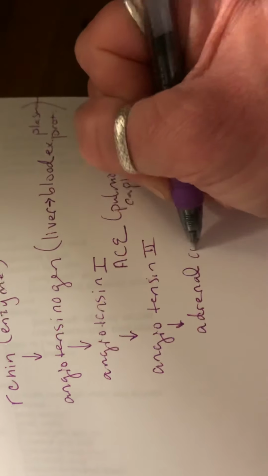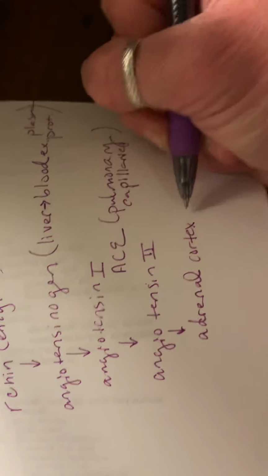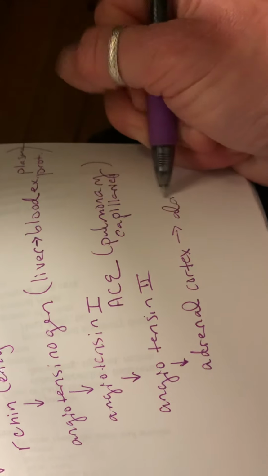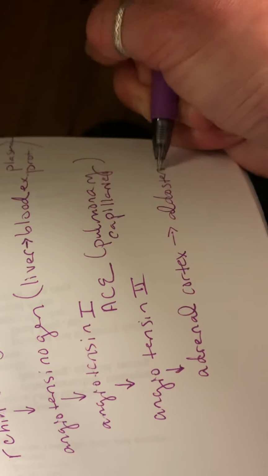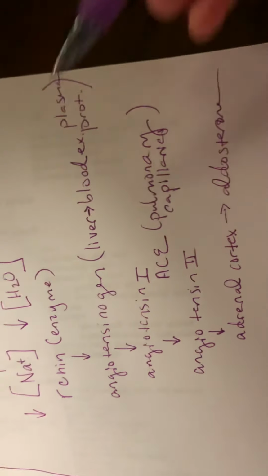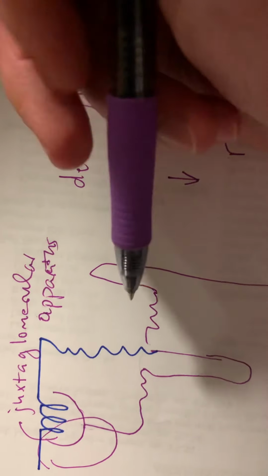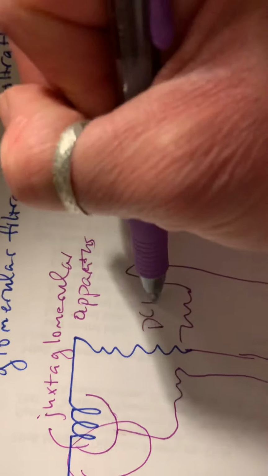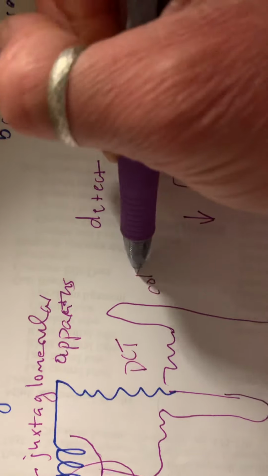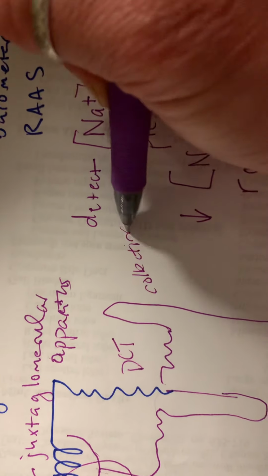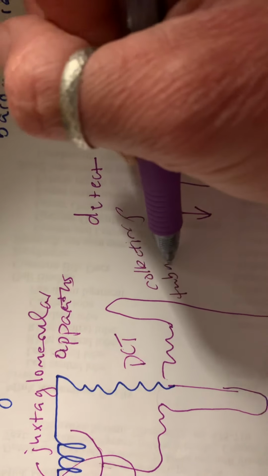Then angiotensin 2 goes to the adrenal cortex and tells it to release aldosterone. Okay, so that's our pathway part. Now, the aldosterone is going to go to our nephron, specifically the distal convoluted tubule and the collecting tubule. So kind of the last parts of our tubular pathway.